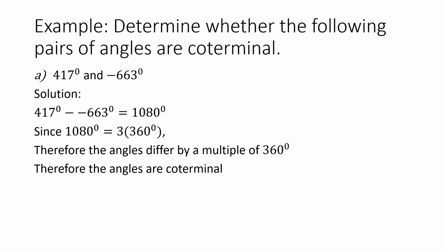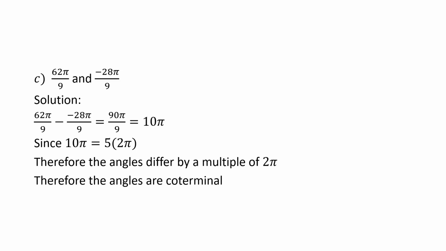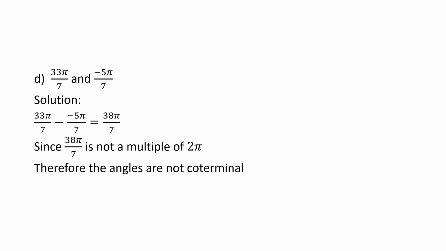Now, what if we wanted to determine whether these two angles were coterminal? 417 degrees and negative 663 degrees. All we do is subtract, and we see that they are a multiple of 360 degrees apart. So they're coterminal. But these two angles, 525 and 1715 degrees, they're not, because the difference between them is not a multiple of 360 degrees. How about these two strange-looking radian angles, 62 pi over 9 and negative 28 pi over 9? Well, when you subtract them, you get 10 pi. That's a multiple of 2 pi, so they are coterminal.